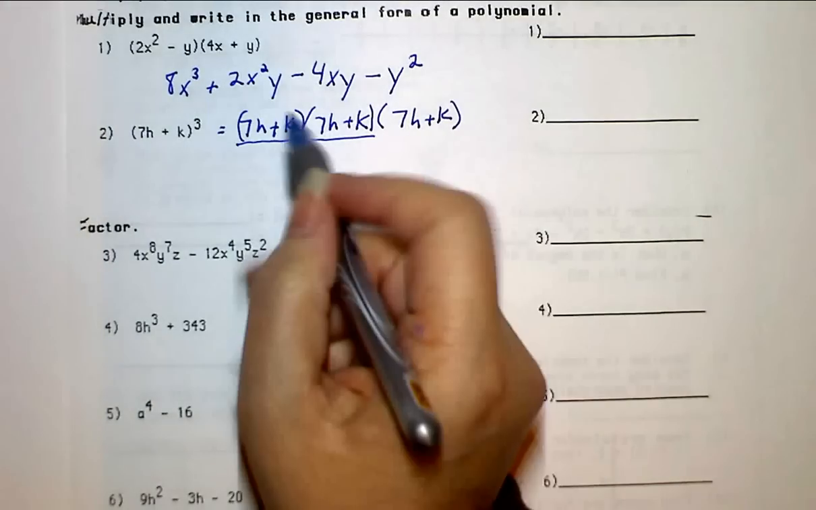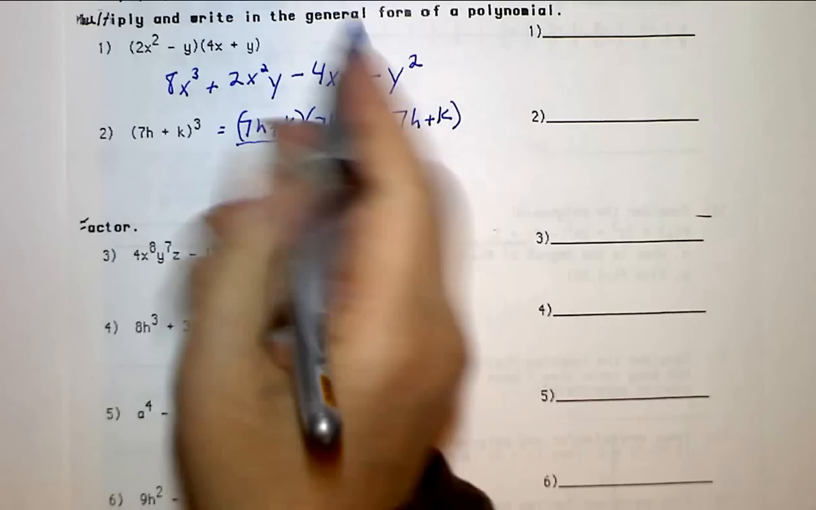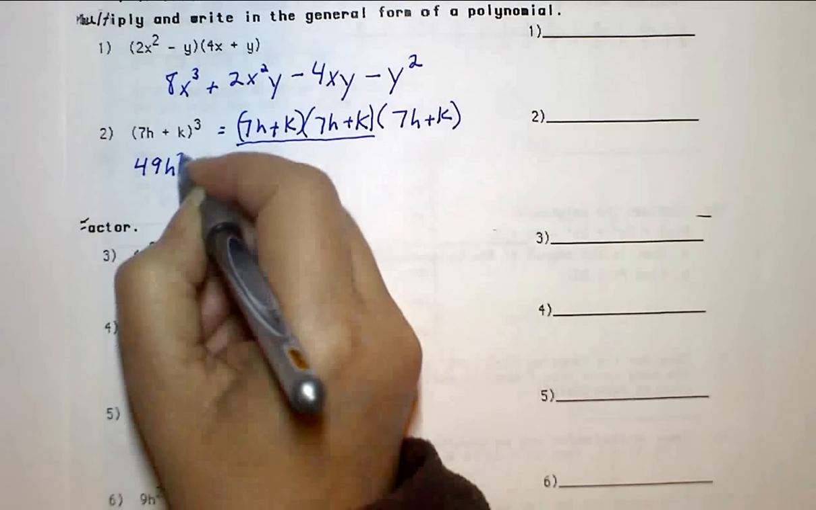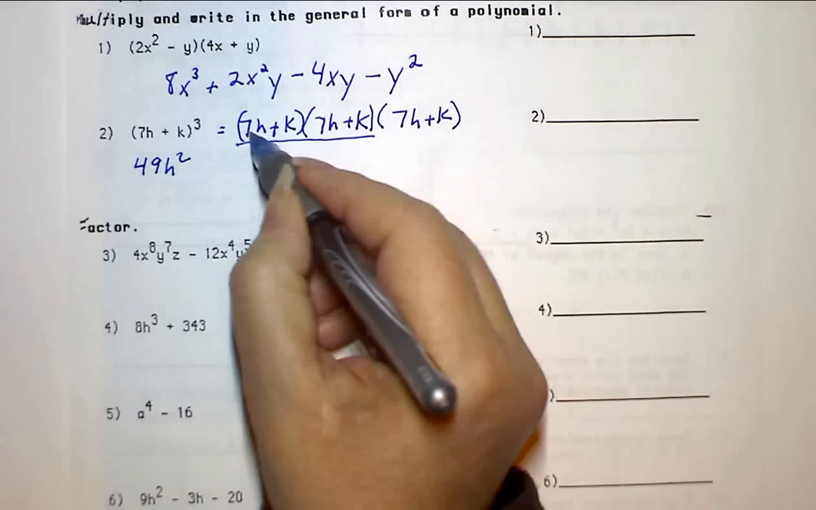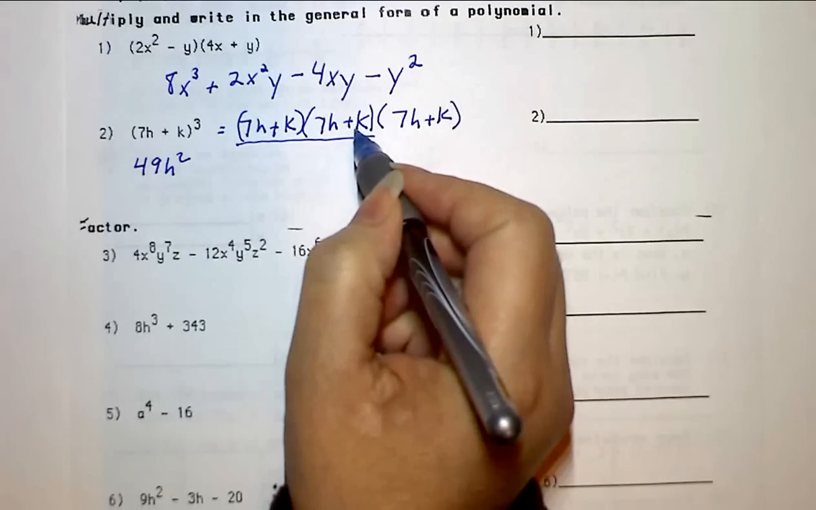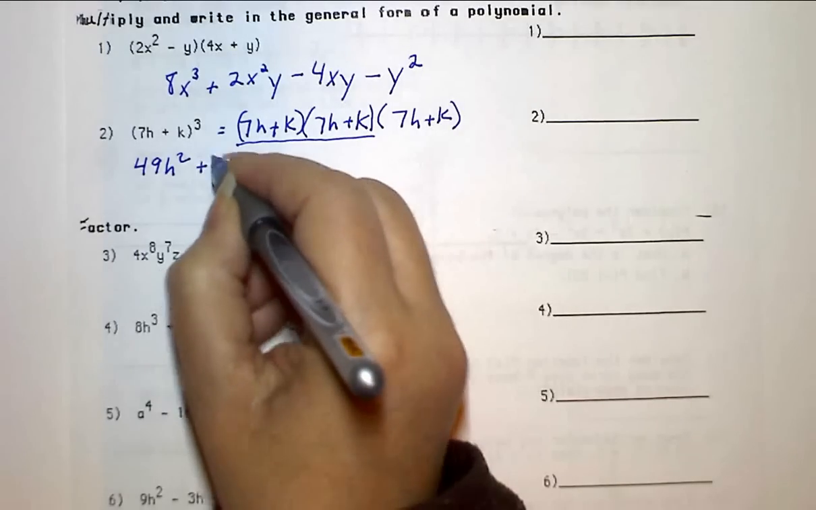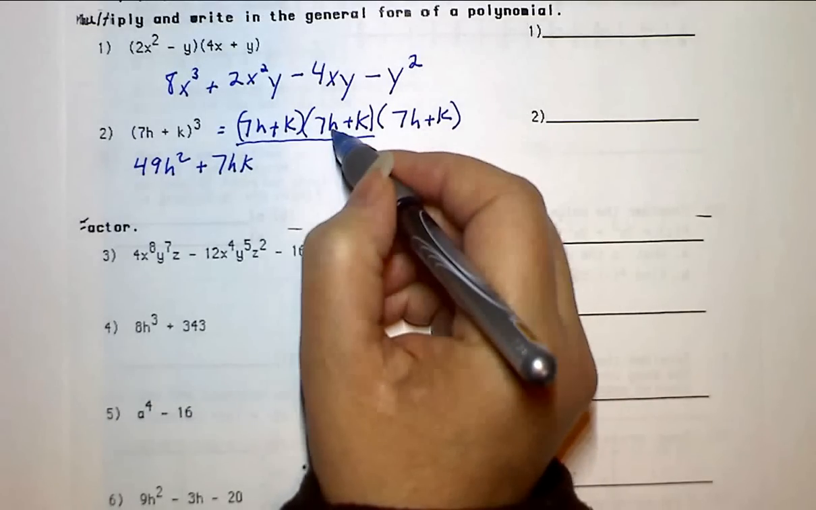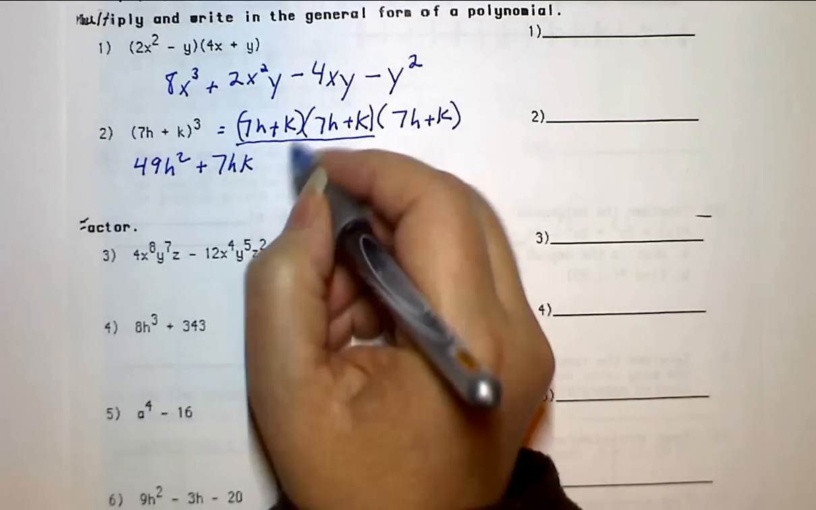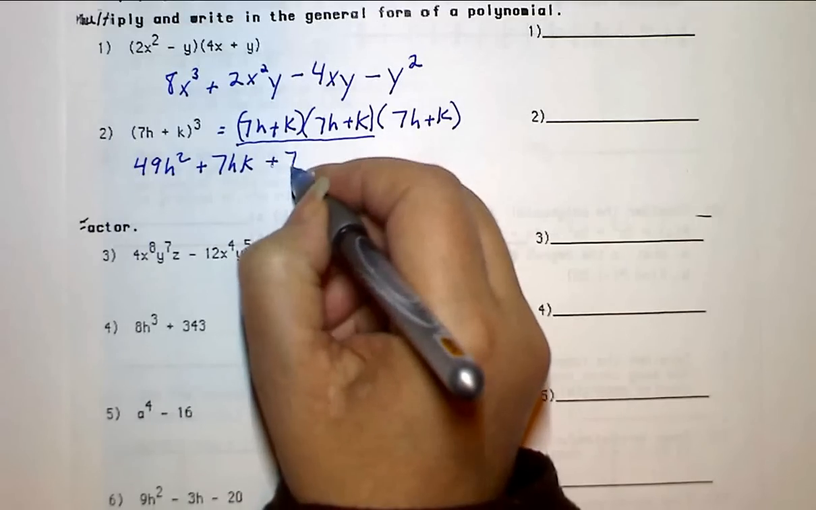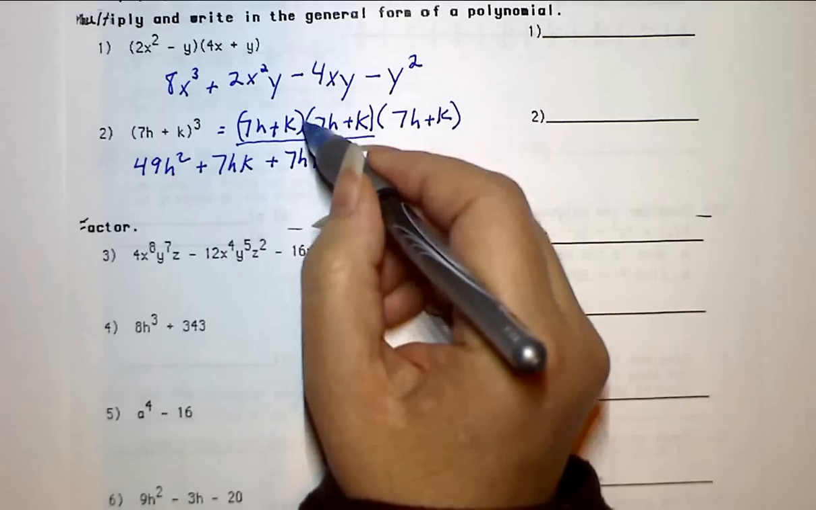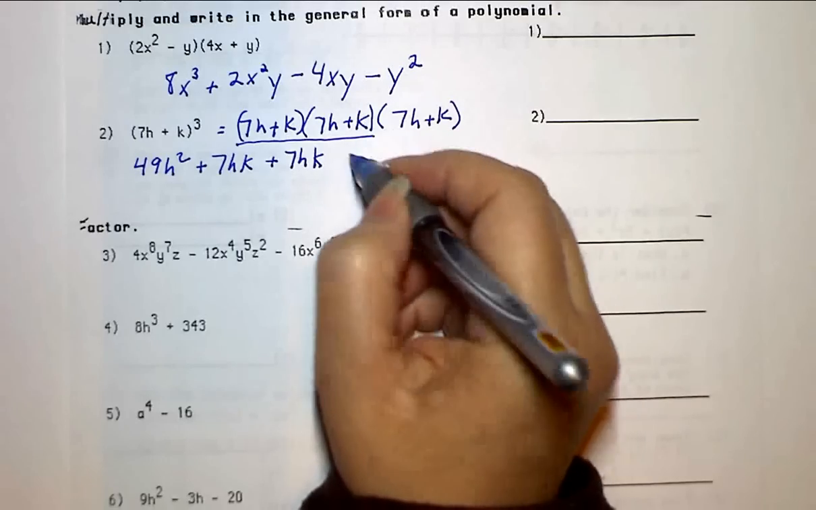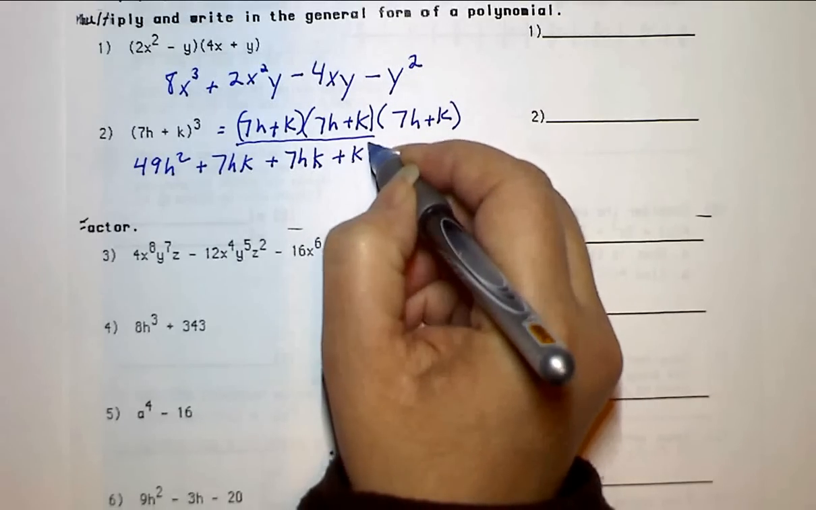So I have 7h times 7h gives me 49h squared. 7h times k is 7hk. Then I go to my k and I multiply that. So what is k times 7h? Yes, 7hk. And then my last, I have my k times my k, and that gives you k squared.